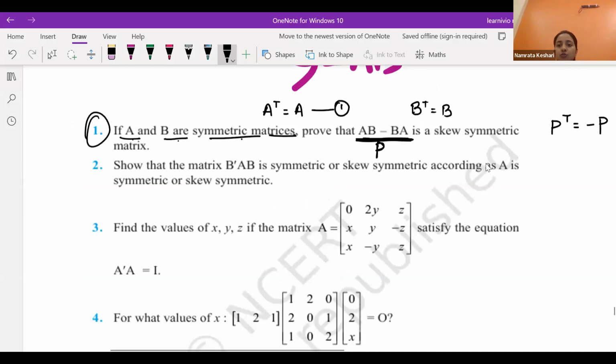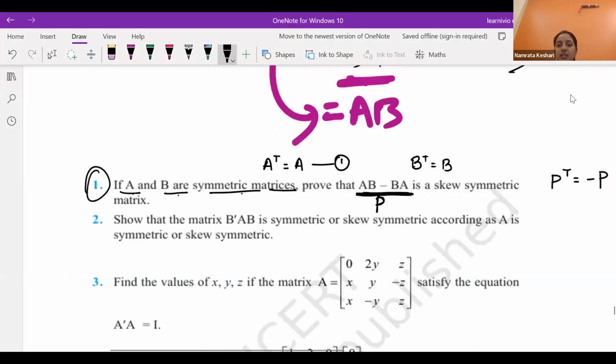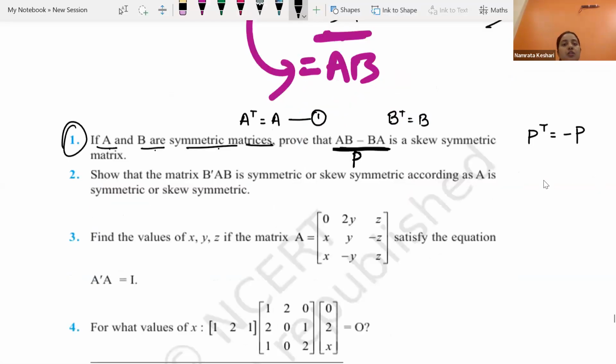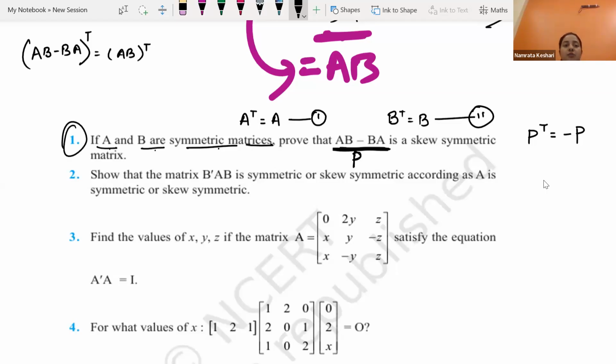So basically we want to show that P transpose must be same as negative P. That means AB minus BA is skew symmetric. Now by using, of course, equation 1 and equation 2, we are having AB minus BA. Suppose we are doing the transpose over here. In matrix, the rule is if subtraction is there and two terms are there, we'll be taking the first term transpose minus the second term transpose, right? Yes.